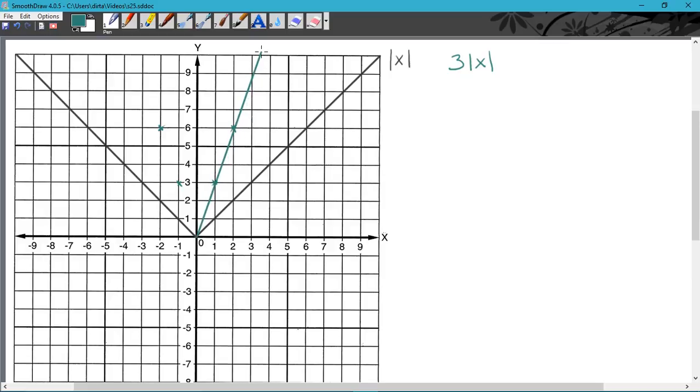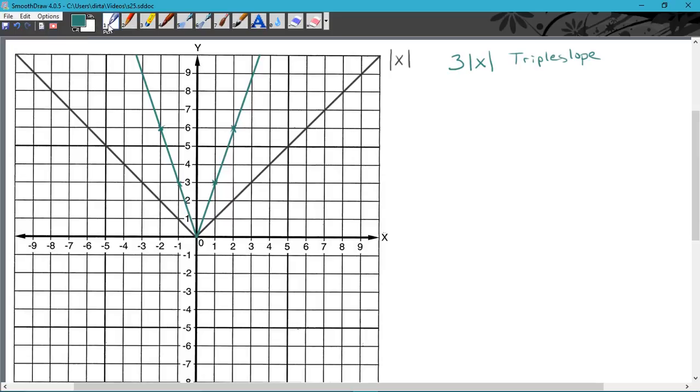It's going to go through those 2 points right there, and then it's going to go through these 2 points right here. And this is triple slope, we could say. It's got triple the slope.